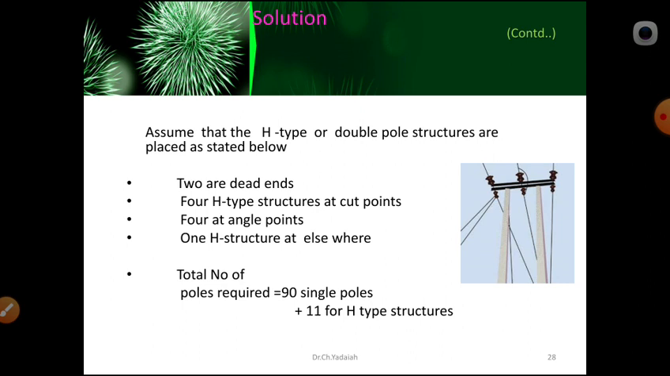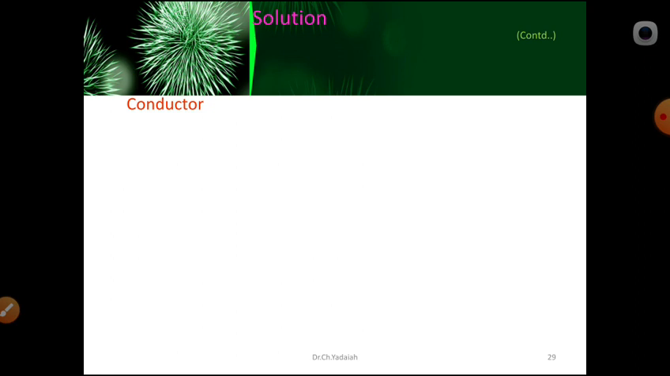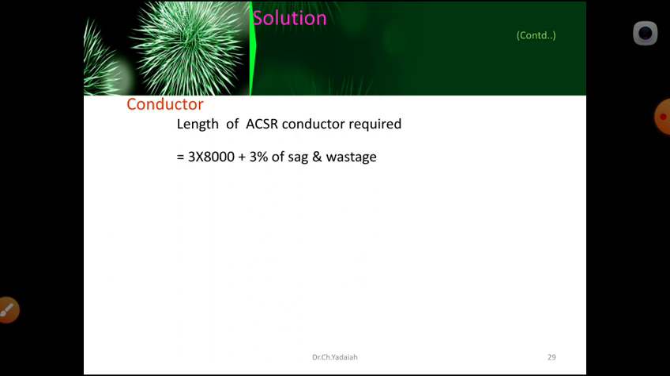Then we are going to calculate the insulators. Now here we are going to calculate the poles. These 11 poles are extra. So already 90 plus 11 poles. So how many poles in total? 101 poles are required. 9.1 m PSSC poles are required for erection of this line. Now we are going to calculate the conductor length. So what is the length already given? The length of the ACSR conductor is given.